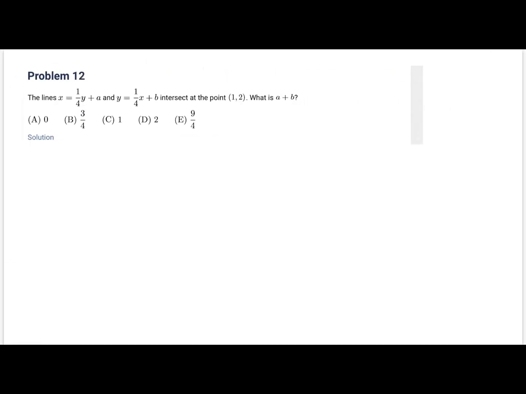Problem 12, the lines x equals 1 over 4y plus a and y equals 1 over 4x plus b intersect at the point 1, 2. What is a plus b? So we just put 1, 2 into both of these. That would get us 1 equals 1/2 plus a, so a is 1/2, and 2 is 1/4 plus b. B is 7 over 4, and so a plus b would be 9 over 4. So for problem 12, it's E.